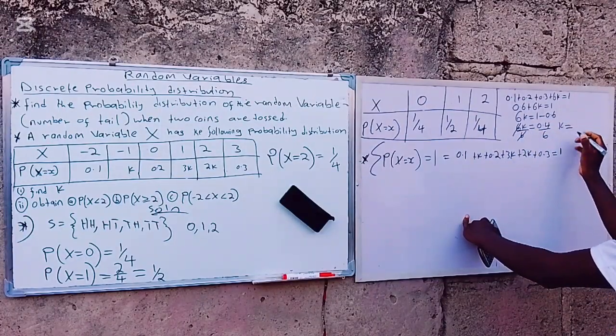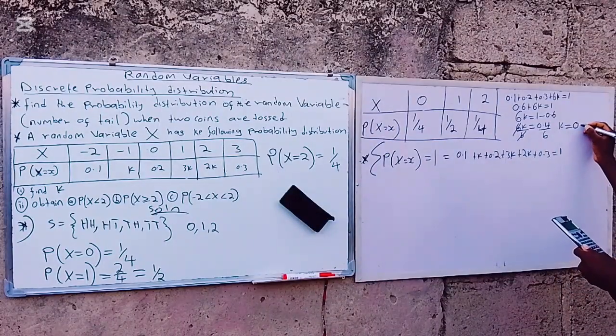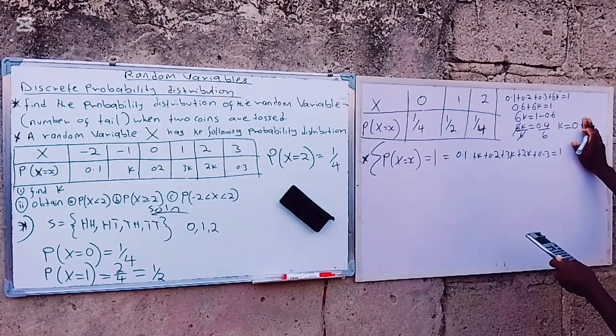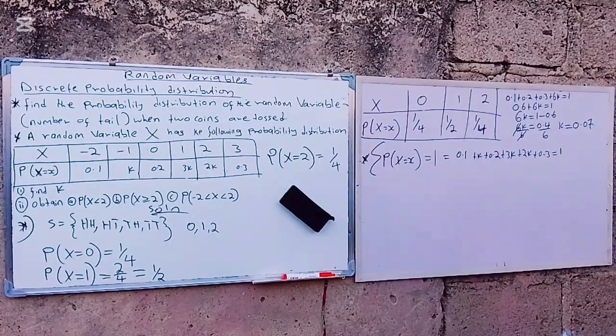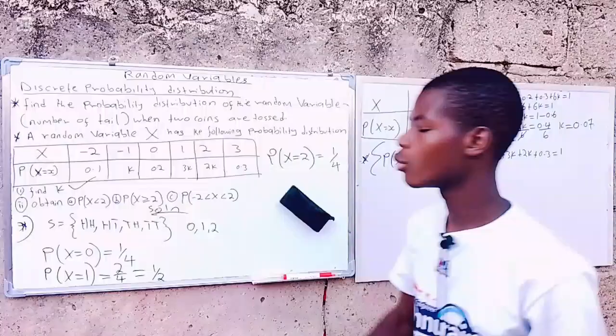So the value of k should be equal to 0.4 divided by 6, which is 0.066. So it is the same thing as saying 0.07. So this is the value of k. So we are done with the first question.